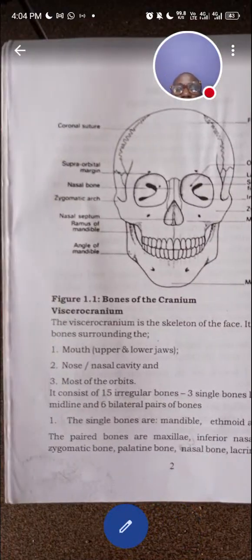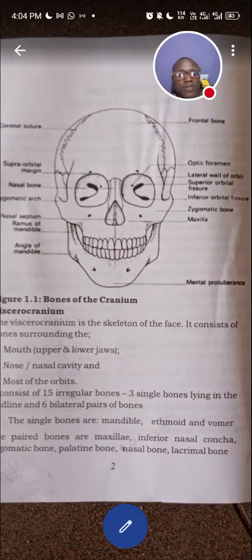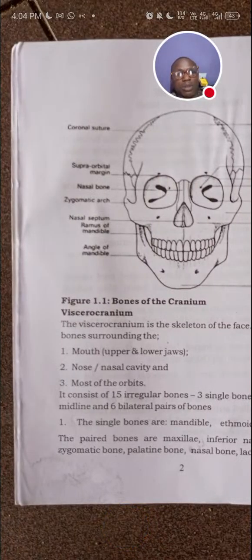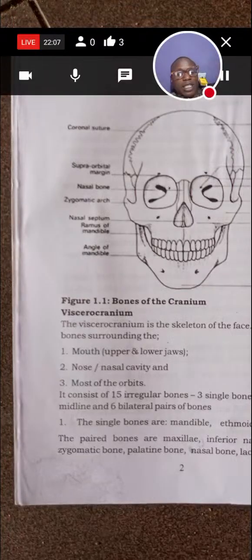So for the bones of the cranium, we have the viscerocranium. Remember, we are done with the neurocranium. You said there are eight bones there. Neurocranium is also called the cranial vault. Don't forget those thoughts about the neurocranium. Now, the visceral cranium is the skeleton of the face, consisting of the bones surrounding the mouth, the nose, and most of the orbit.